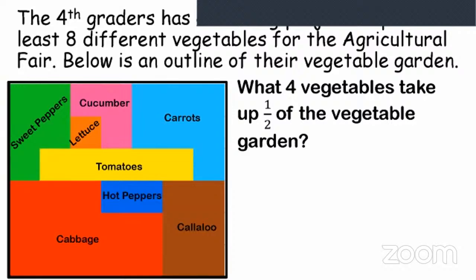First, we must think of what are the different equivalent fractions of a half that we can get from this garden. So we must think about that. What's an equivalent fraction that we can use with the denominator being 42 that we should be thinking of when we're thinking of those 4 vegetables?